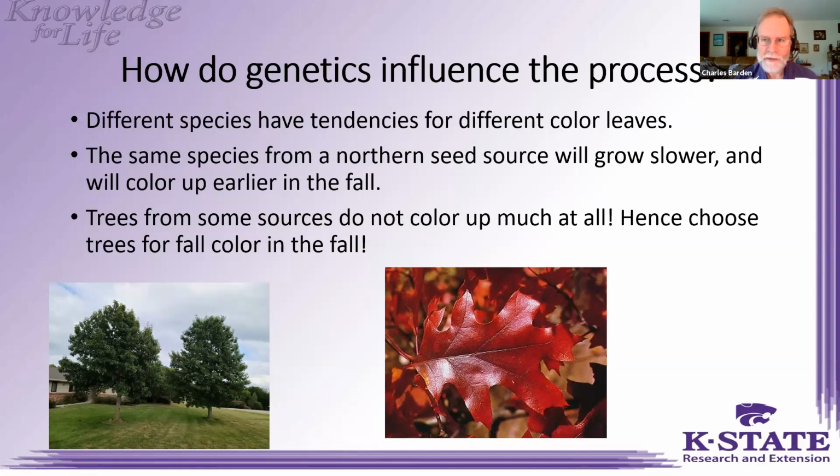Okay, so how do genetics influence the process? Well, different species, of course, have different tendencies to color up leaves in different colors. And also within the same species, a tree from a northern seed source will grow slower, but will color up earlier in the fall. And trees from some sources do not color up much at all. Hence, choose trees for fall color in the autumn.